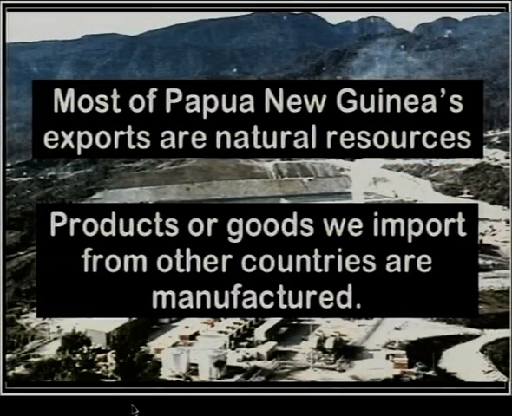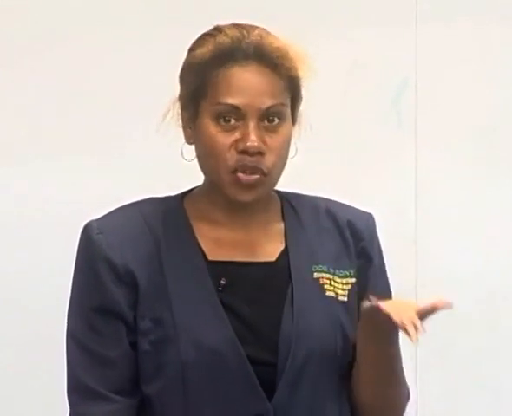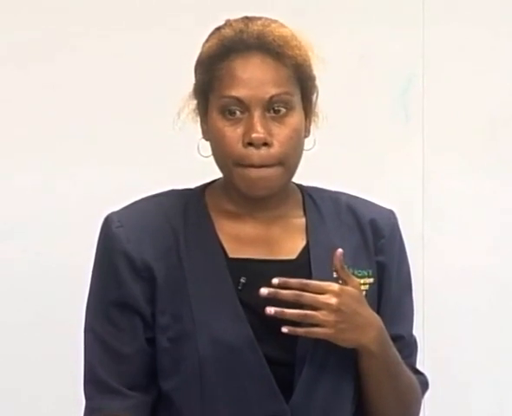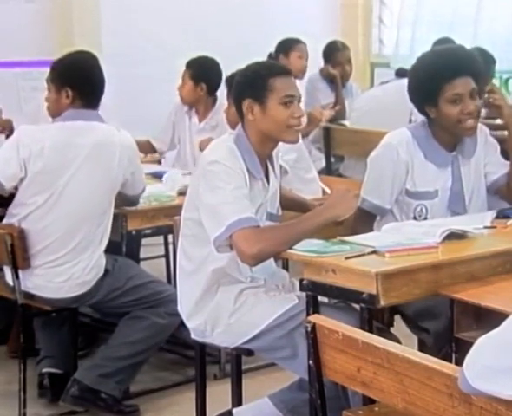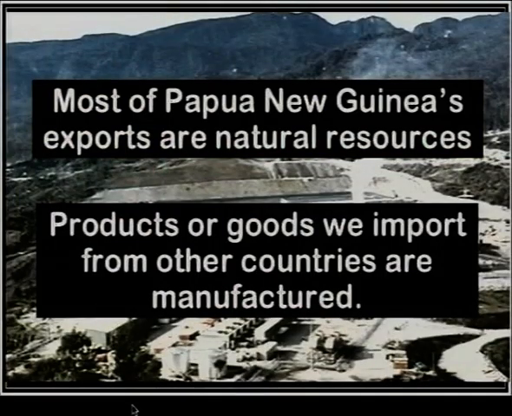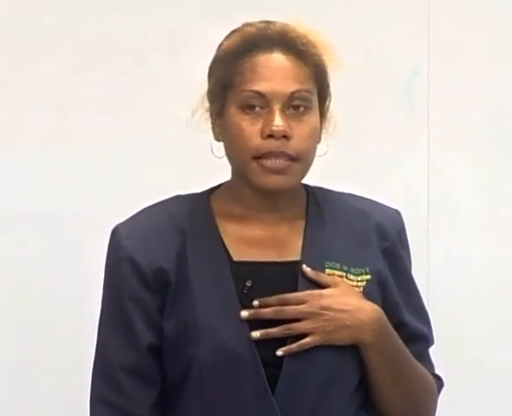All right, any other examples? Receiving students, give one example of a country that Papua New Guinea imports goods or products from. Naomi? Germany, we import shoes and coats from Germany. All right, clothings. We import clothings from Germany or parts of Europe.